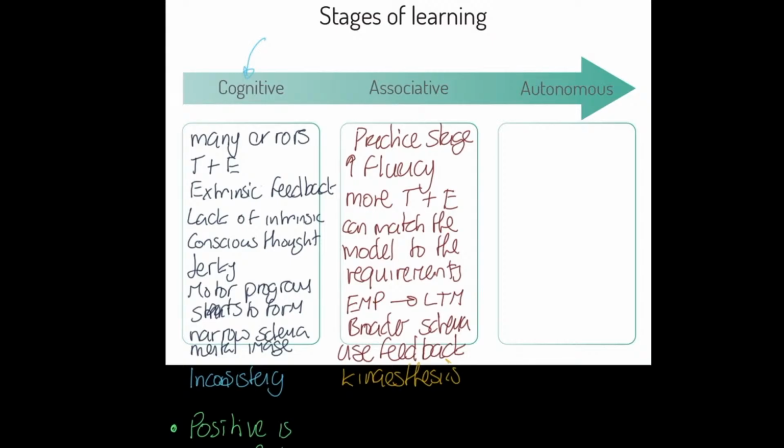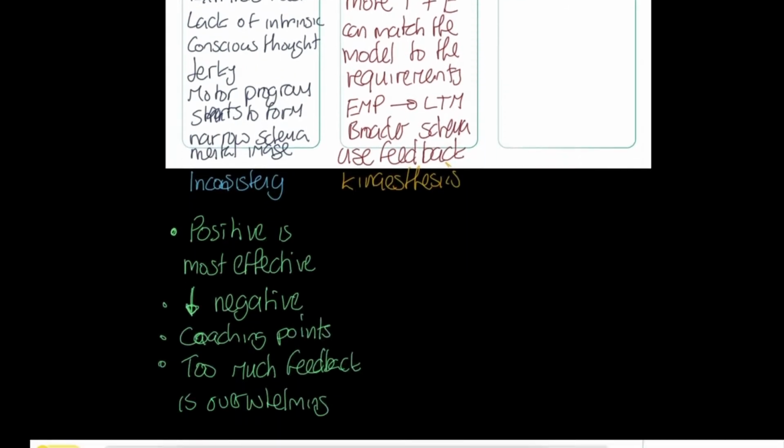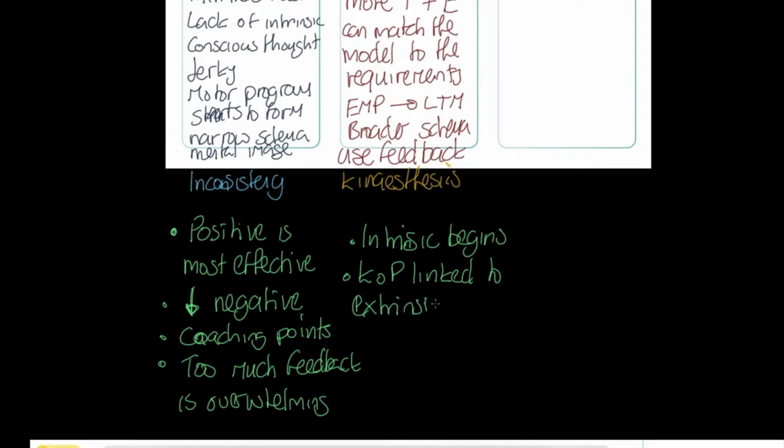So let's look at how this links to feedback. Intrinsic begins. Okay, so we've now got the intrinsic actually available to this particular performer. So a really nice way of doing this is that KOP linked to intrinsic, KOP linked to extrinsic is very useful. So let's just think about that a second.